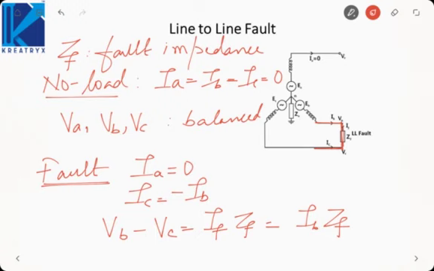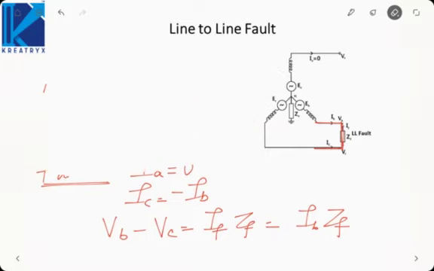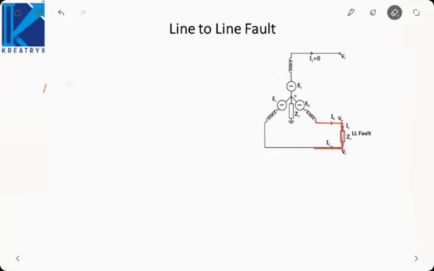But our objective while analyzing the unsymmetrical faults is to derive the connection of the sequence networks, that is, how the positive, negative and zero sequence networks are connected together. That we have to figure out while analyzing the unsymmetrical fault. For that we must derive the sequence components of the fault current. So here we have to derive IA0, IA1 and IA2.